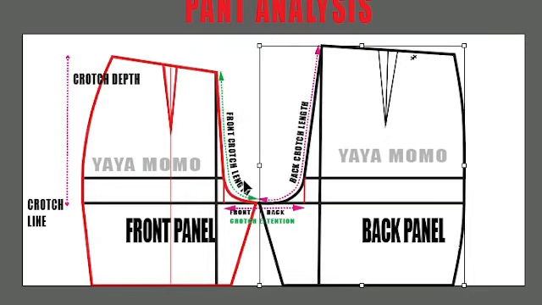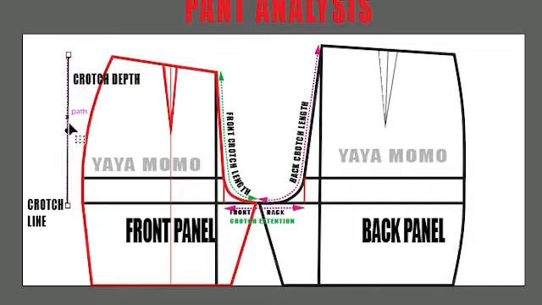When you are talking about the crotch depth, as you can see from this side, this purple line is the crotch depth. The crotch depth is the distance from the waist to the base of the crotch. So from the waistline to the base of the crotch, that is the crotch depth. In some cases, it can be calculated. If you can't measure it, there are ways you can use in calculating your crotch depth.